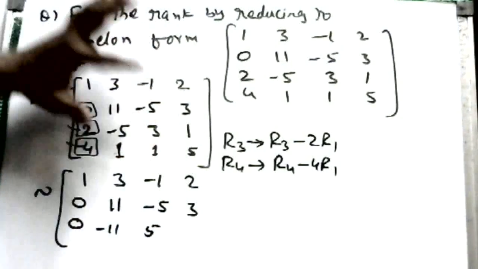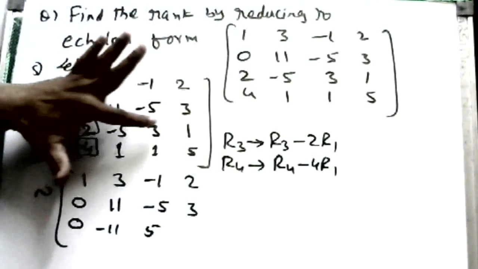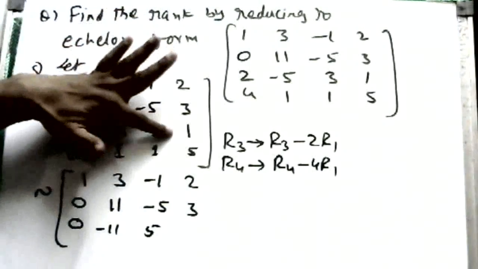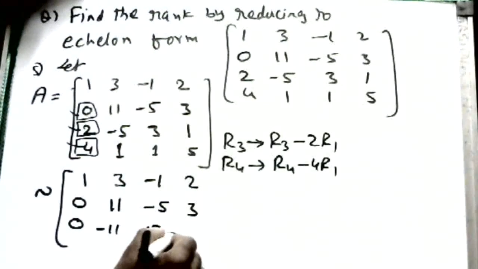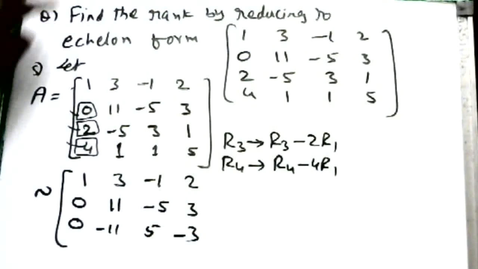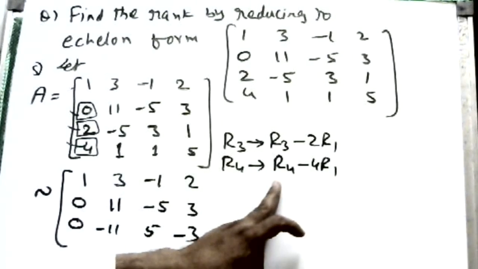R3 minus 2 R1. 2 3s are 6, 1 minus 6. See here, R3 minus 2 R1. 2 2s are 4, 1 minus 4 is minus 3.